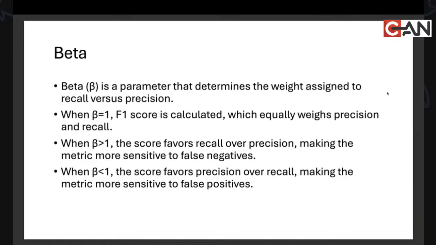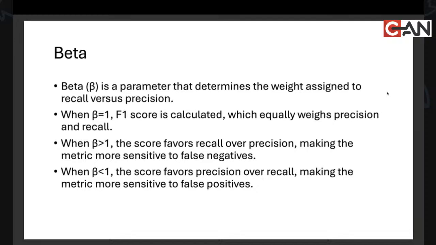So when beta is equal to 1, that's something called our F1 score, which equally weights precision and recall. When you raise it above 1, and the most common value I see for this is 2, theoretically you can put any value in there, but at some point you're just scoring precision, and at some point you're just scoring recall. So there are probably some trade-offs there, but the most common value I see for greater than 1 is 2, and that's when the score favors recall over precision.